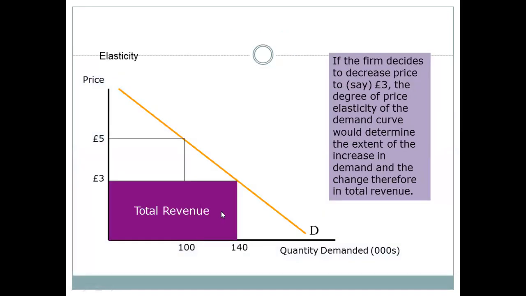If the firm decides to decrease price to say £3 here, the degree of price elasticity of the demand curve would determine the extent of the increase in demand and the change, therefore, in total revenue. Before this was the total revenue, and now it's changed to this side.